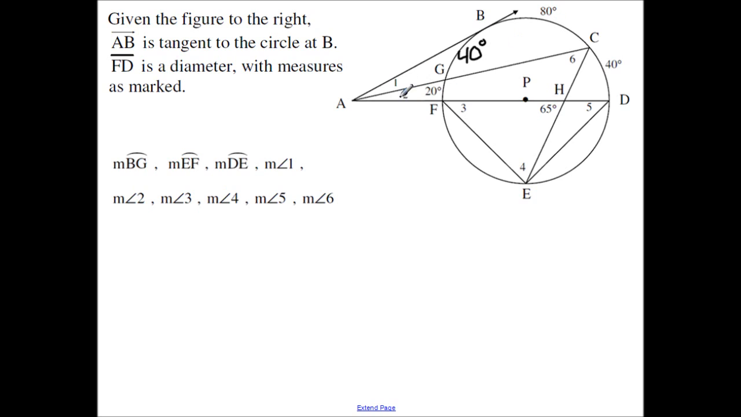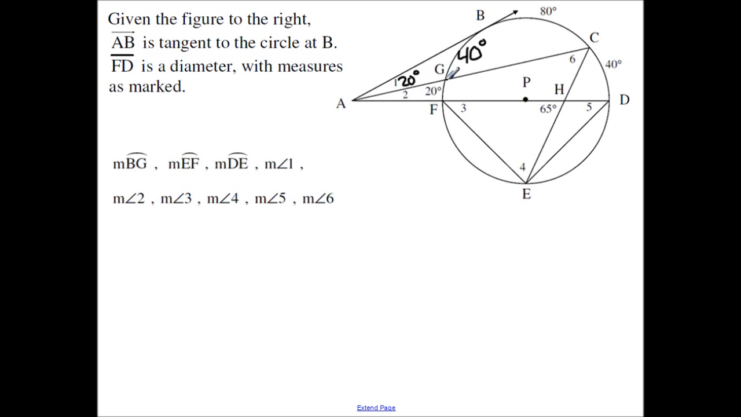Well, this angle right here intersects my circle in two different spots, this 40 and this 80. And I know that this angle is 1/2 of the difference of these intercepted arcs. The difference of these intercepted arcs is 40 degrees. So 80 minus 40 gives me 40, and half of that gives me 20. So angle 1 has to be 20 degrees.